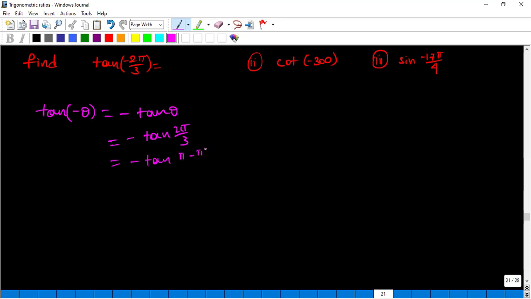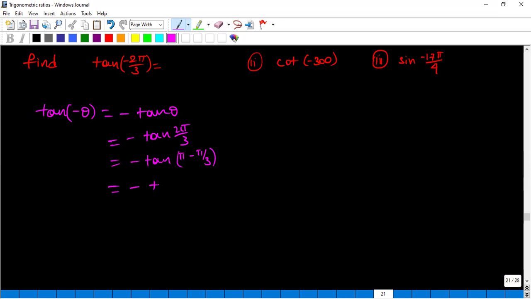Pi minus pi by 3 you can write. Pi minus pi by 3 means tan 180 minus pi by 3. Hope everyone understood. Tan 180 minus, 180 minus means it will not change the sign. It will not change, but we need to see where it will come. It will come in second quadrant. In second quadrant, tan is negative.